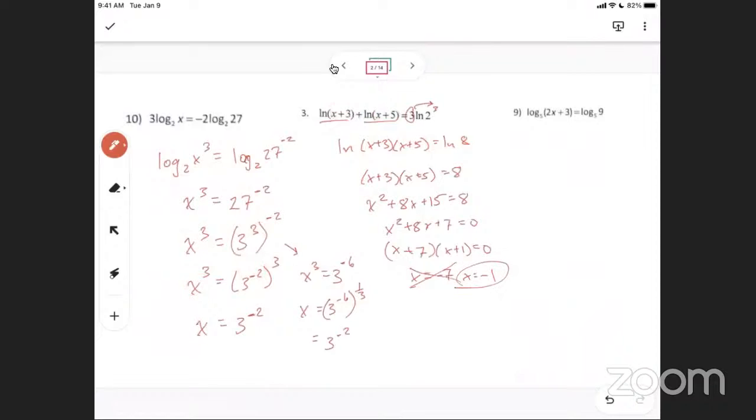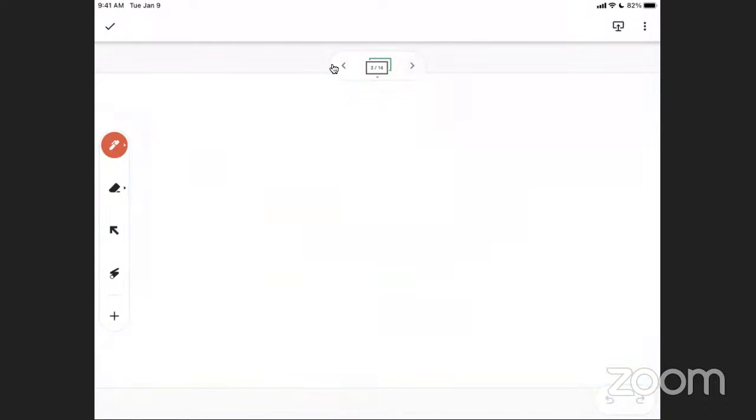All right, number 9. I'm going to say, again, this equals that. So 2x plus 3 equals 9. So 2x equals 6. X equals 3. That was an easy one. Yeah. Oh, wow. Yeah, that's all I got.